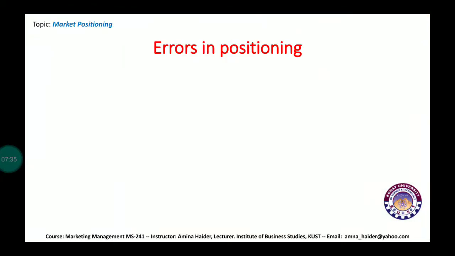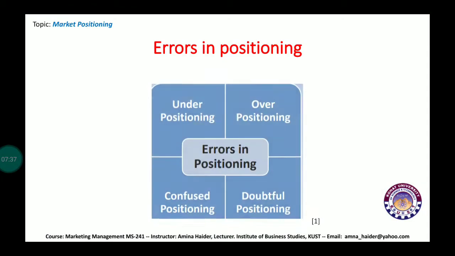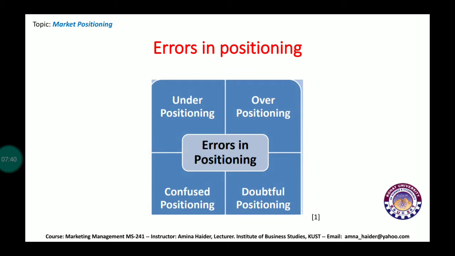Errors in positioning. A brand is a perceptual entity and it exists in the perceptual world of the customer. While drawing a positioning strategy, a brand may incur some positioning errors which will have an effect on the brand.